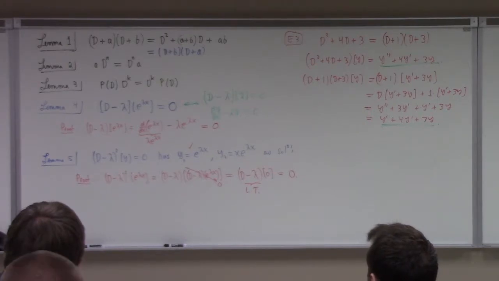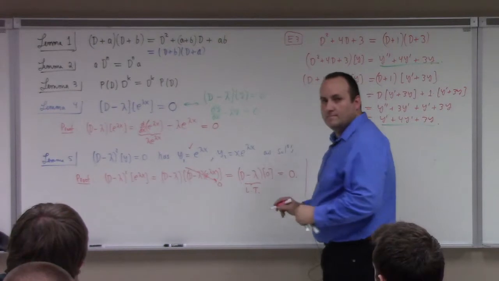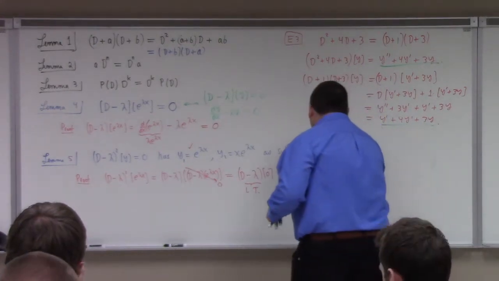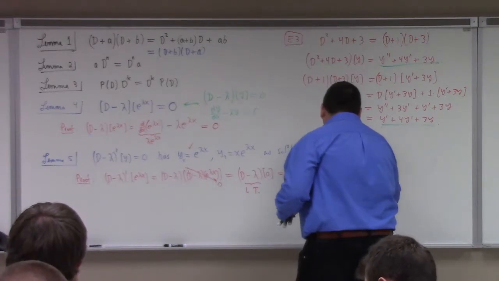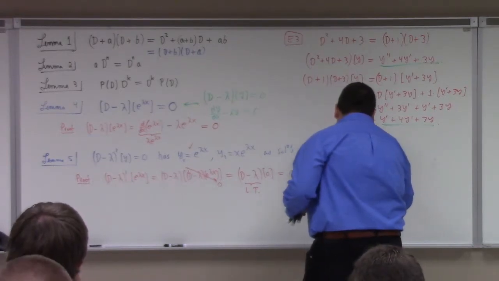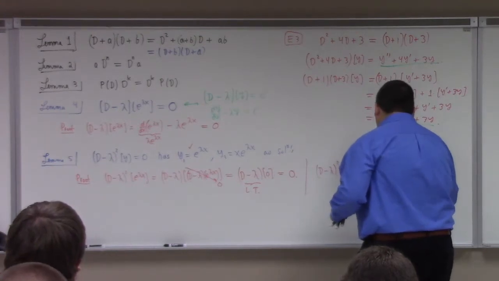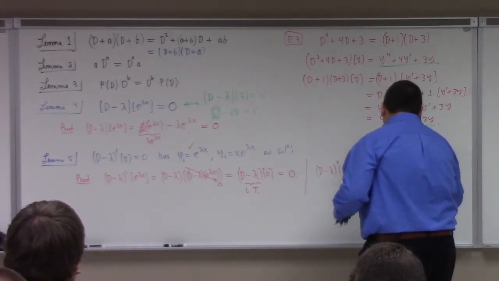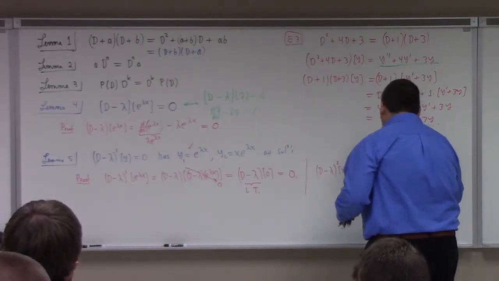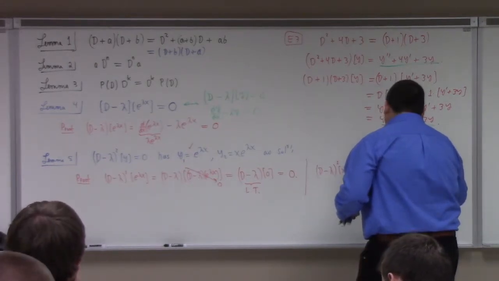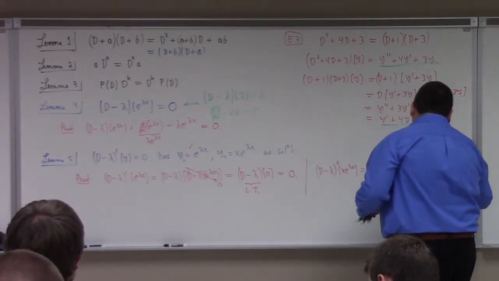How about the x? So D minus lambda squared on x e to the lambda x. What happens there? We get D minus lambda, and then D minus lambda. And if you don't mind, I'm just going to go ahead and distribute. So that's the derivative of x times e to the lambda x, right? Minus lambda times x e to the lambda x.